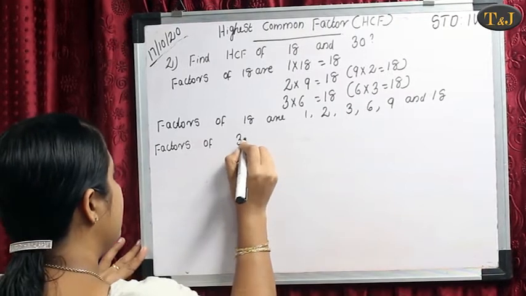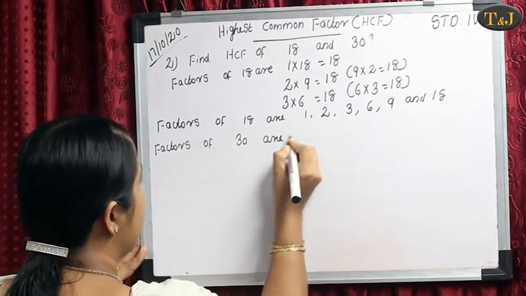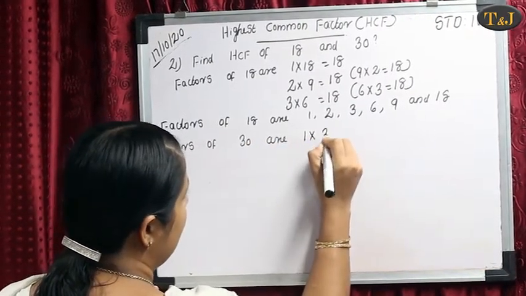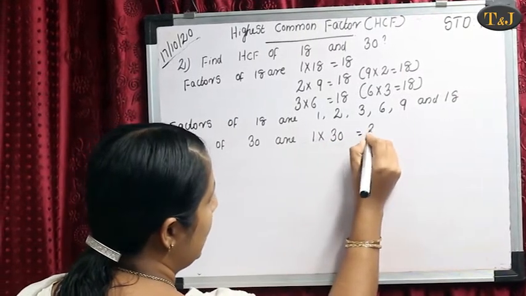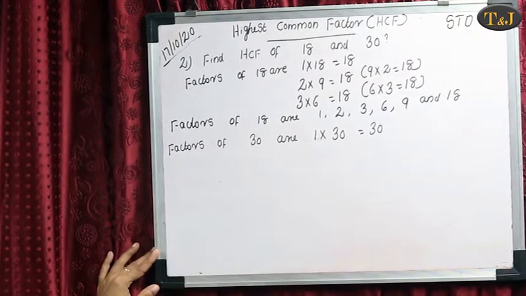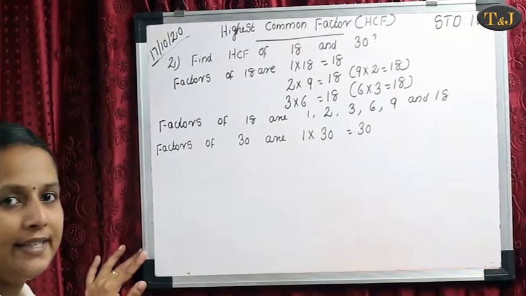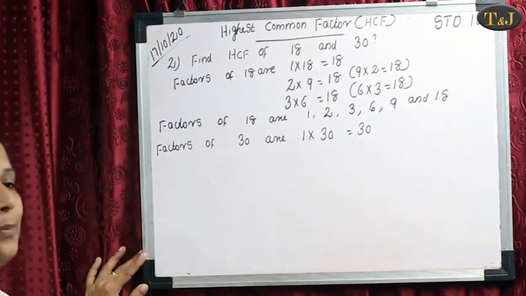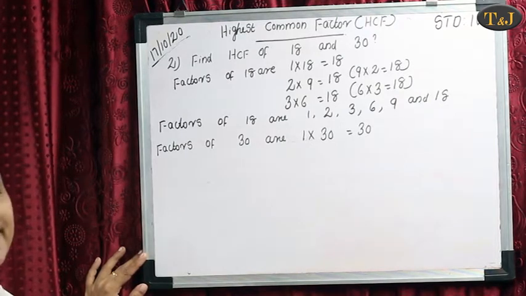Factors of 30 are, then in ones table 30, 1 multiplied by 30 equals 30. Then in twos table 30, we don't know if there is 30 in twos table. We already studied up to 10. In twos table 2 tens are 20.